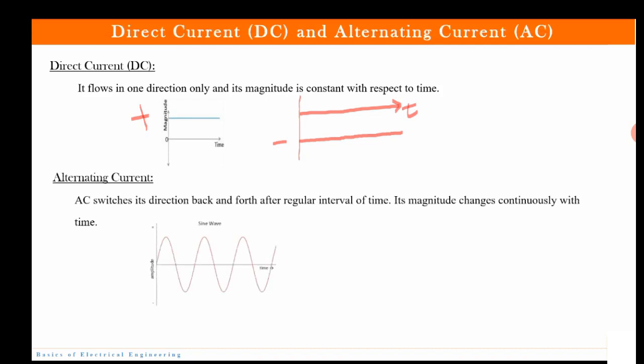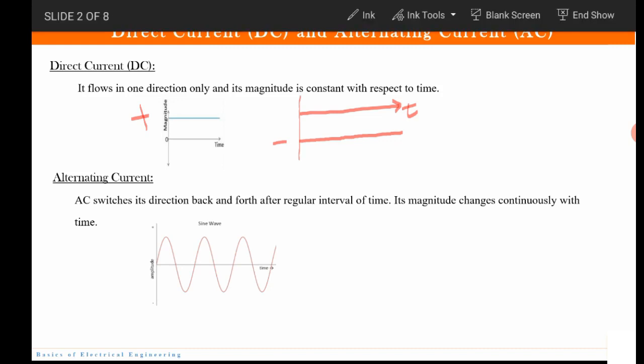Another type is alternating current. Now alternating current basically switches its direction back and forth. It means alternately it becomes positive and negative after regular interval of time. Another important point is its amplitude or magnitude continuously changes with respect to time. Now here sinusoidal signal is shown. Fine. So the signal magnitude is changing with time and as a function of sine theta.